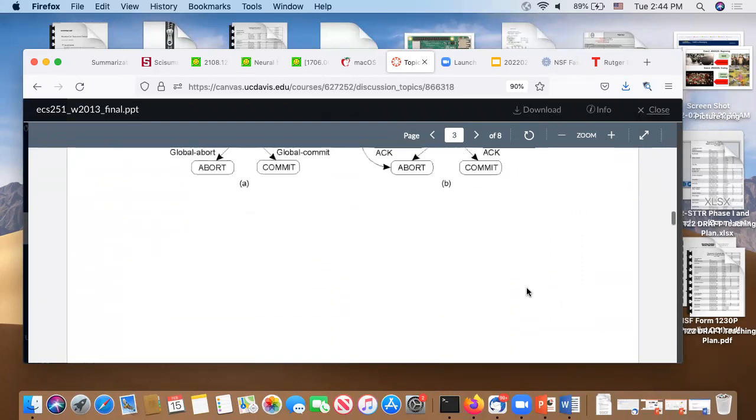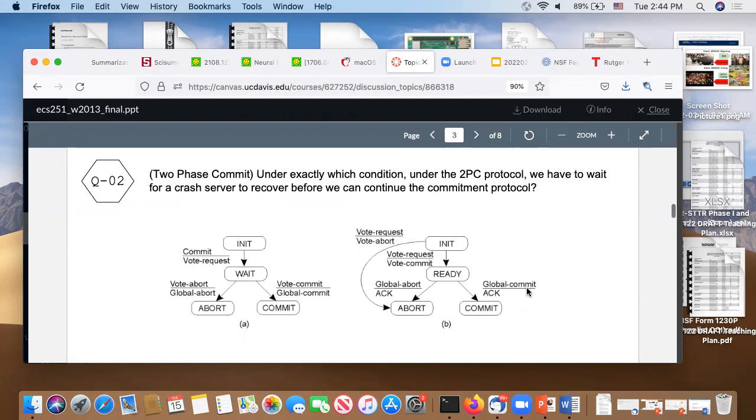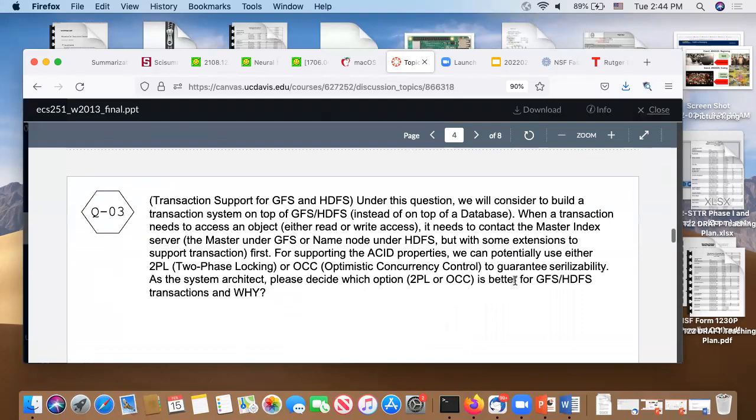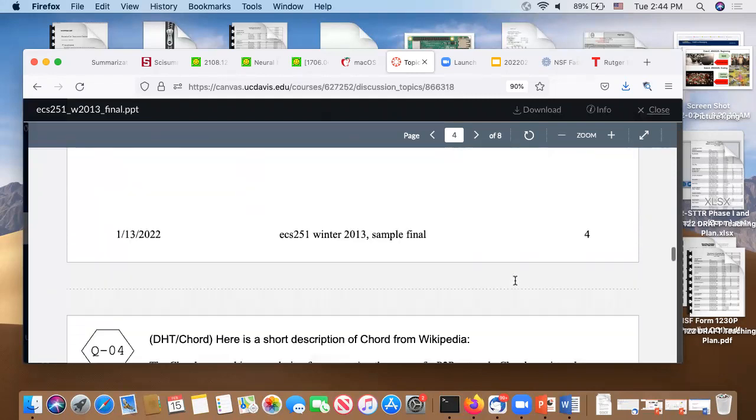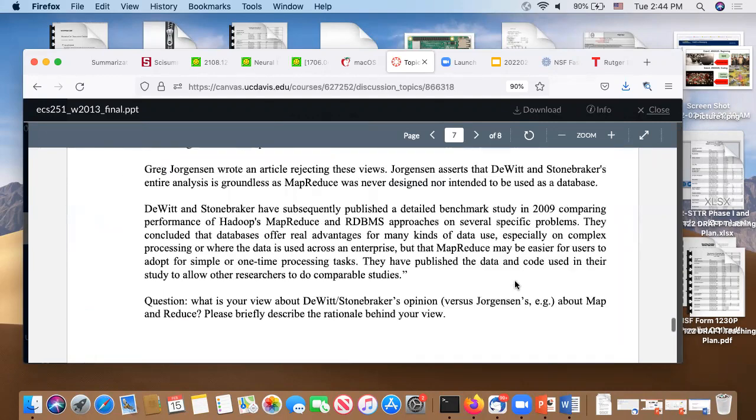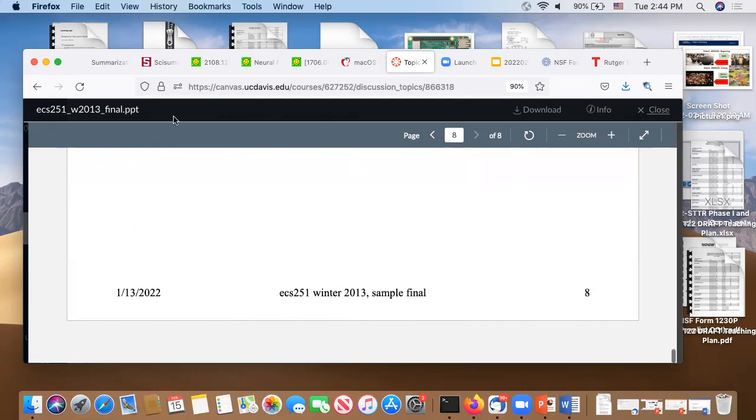Yeah, this is about optimistic concurrency control, two-phase locking, and two-phase commit, about what is the condition we have to wait. I already covered this last time. This one is about the HT question, and this is MapReduce. That's pretty much it. I tried to find all the exams I have from the past however many years. I have probably some even earlier, but I don't think I'm going to cover those.